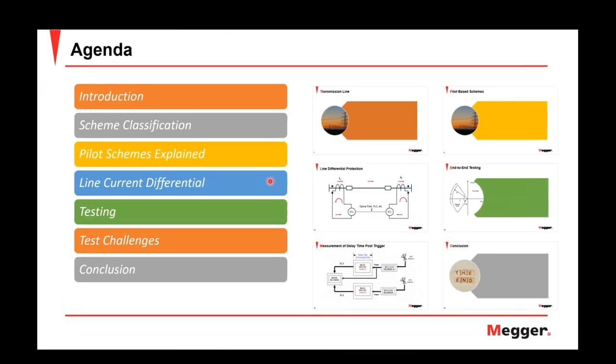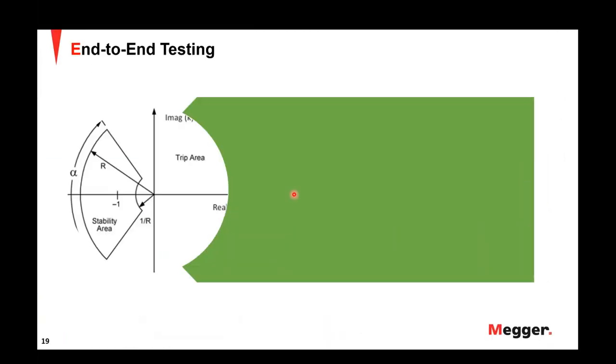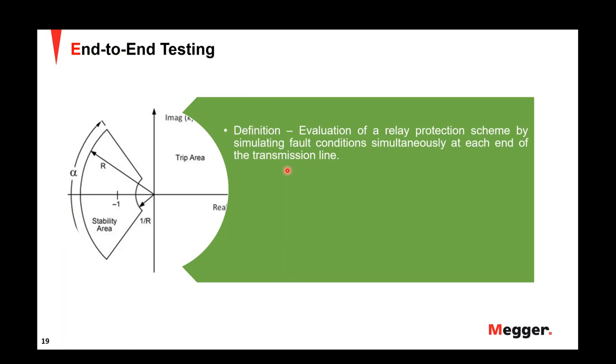So now let's move on to the testing aspect of line current differential. End-to-end testing is the test method that is used to validate line current differential protection. So what is end-to-end testing? It's an evaluation of a relay protection scheme by simulating fault conditions simultaneously at each end of the transmission line.